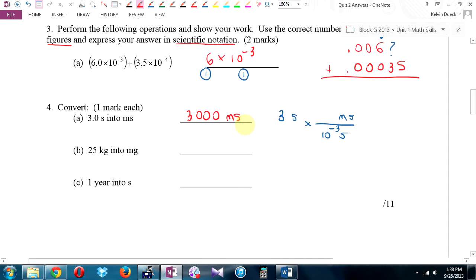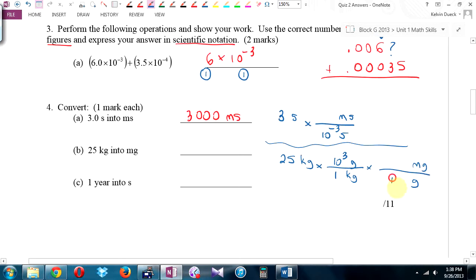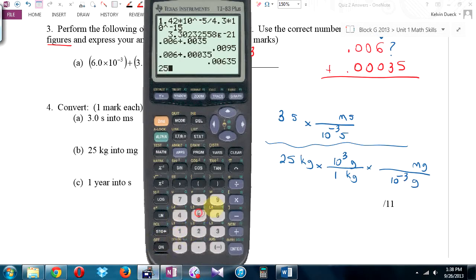I don't know if I'll be able to do all these in my head, but the nerd within me is going to try. Oh, no, this is a 2-step. So 25 kilograms. First, I'm going to get rid of the kilograms. I'm going to go to grams. And I know that kilo is 10 to the 3rd. That's the same as 1. Then I'm going to get rid of the grams and end up in milligrams. And I know that milli is the same as 10 to the negative 3. So I'm going to get 25 times 10 to the power of 3 divided by 10 to the power of negative 3. And I get 25 with 6 zeros, or 2.5 times 10 to the 7th.